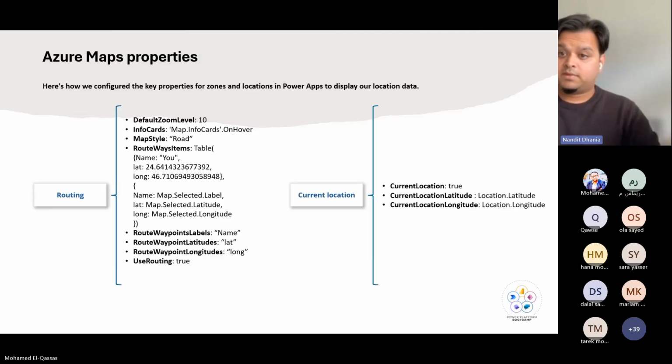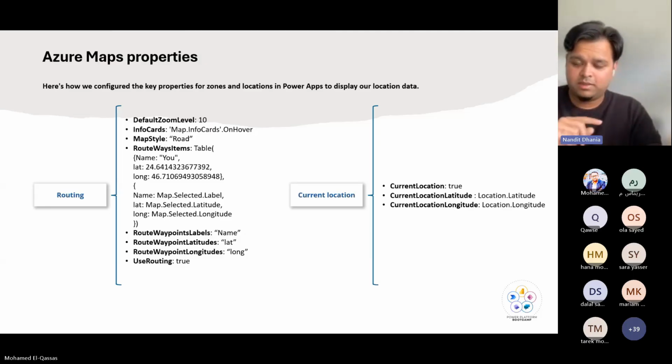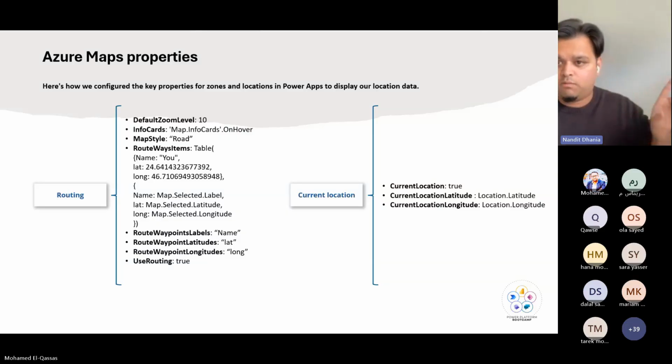And for the routing capability, we saw how you can click on a button, click on a point and get a route. And you can also see how much time it takes and how far it is from you and so on. For that, we're using a default zoom level of 10. We're using info cards, basically on hover, whenever you hover on top of one of these points, you can actually see some more details around it. And the map style that we're using for that one is road.